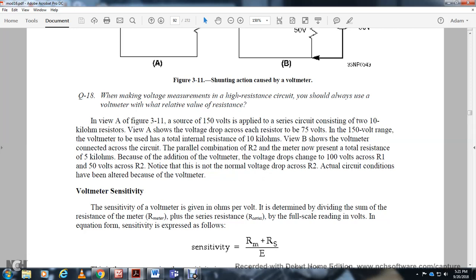Notice that this is not a normal voltage drop across the resistor, due to the actual circuit conditions having been altered because of the voltmeter.